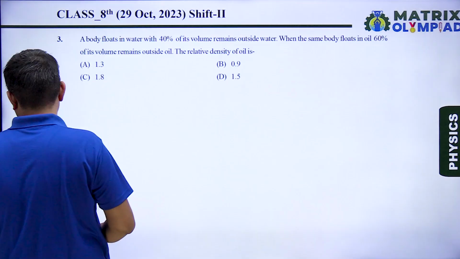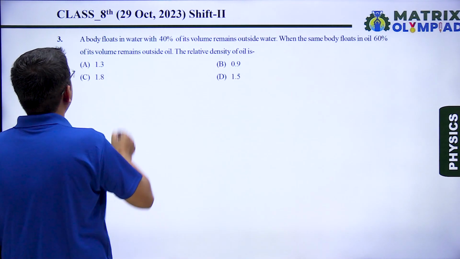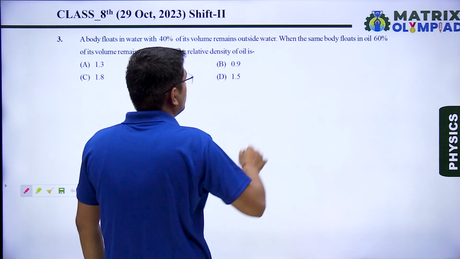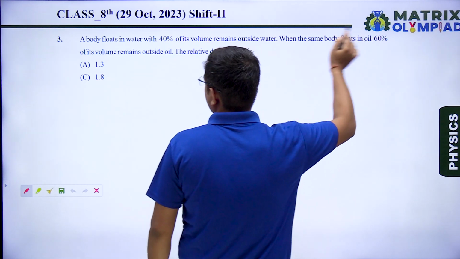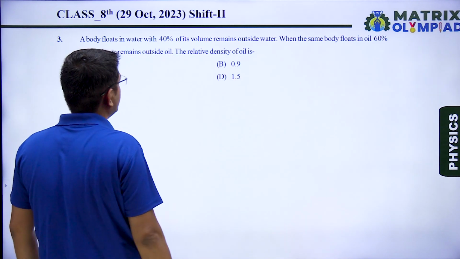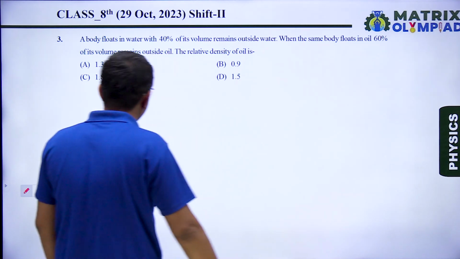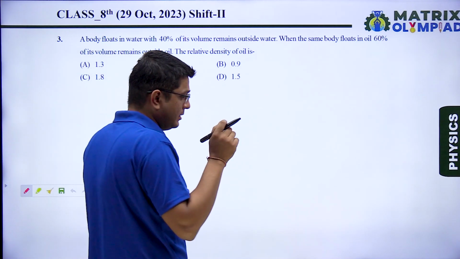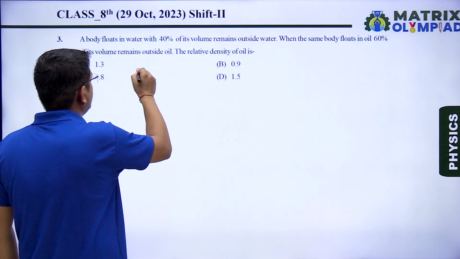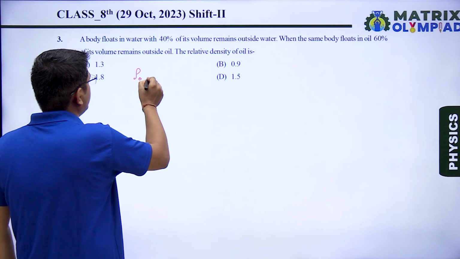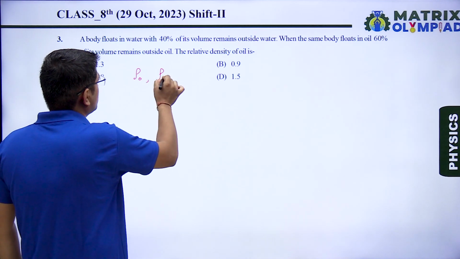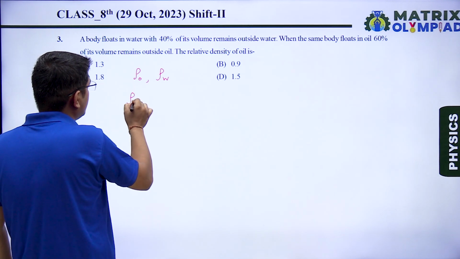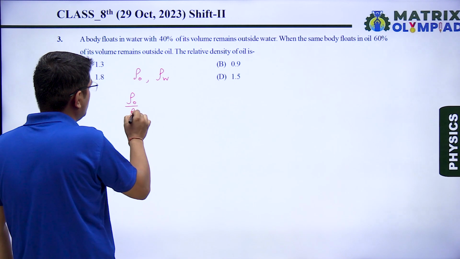Next question. A body floats in water with 40% of its volume remaining outside water. When the same body floats in oil, 60% of its volume remains outside oil. The relative density of oil is. So for this we will use a formula. Let us assume density of oil is rho O, and for density of water, I am writing rho W. And we have to calculate relative density of oil. That means we have to calculate rho O upon rho W.